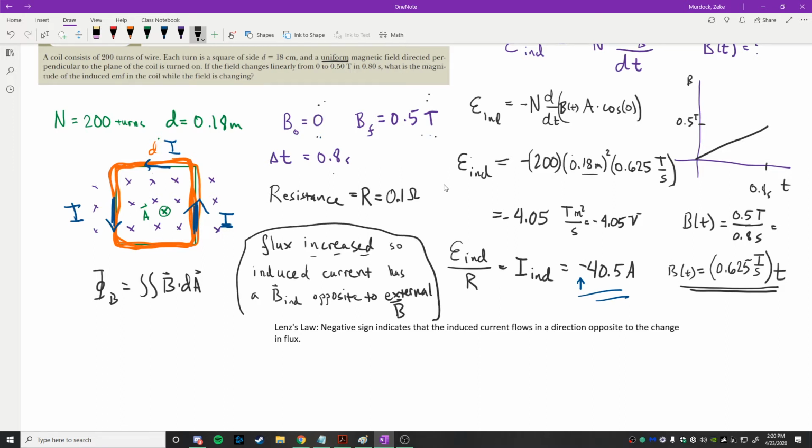That's another way of saying Lenz's law. The flux increased, so the induced current has an induced magnetic field opposite to the external field. When the flux increases, the induced current has an induced magnetic field opposite to the external magnetic field. That's what the negative sign here means. It's just about the direction of the current. Do you guys all understand?